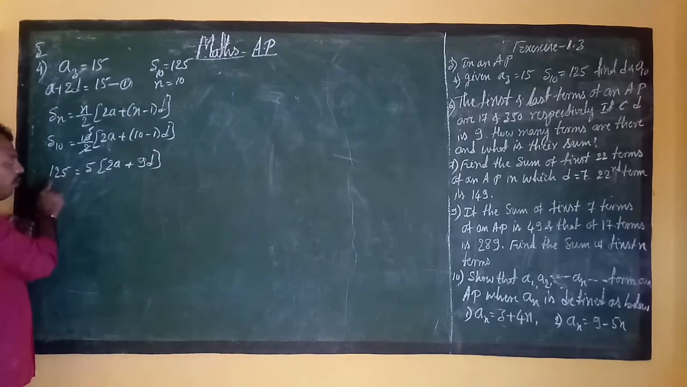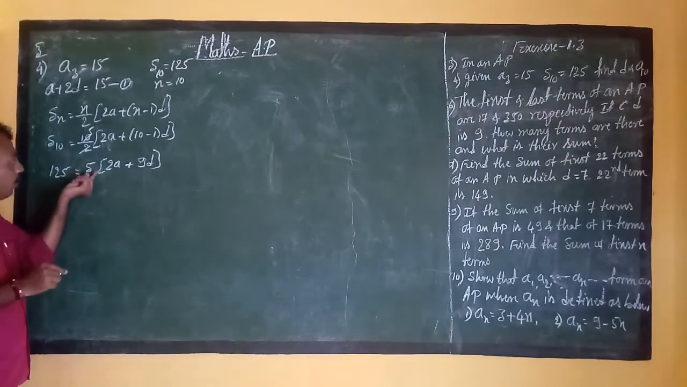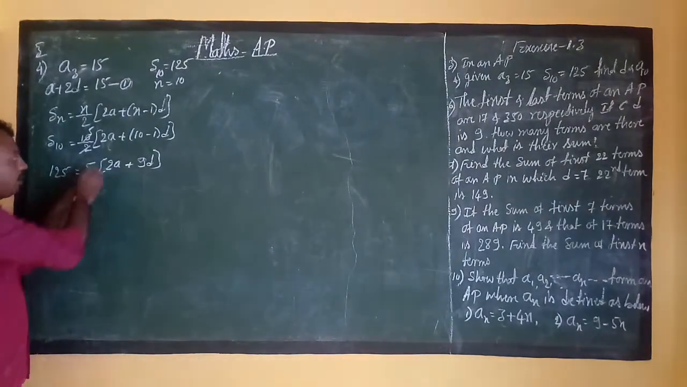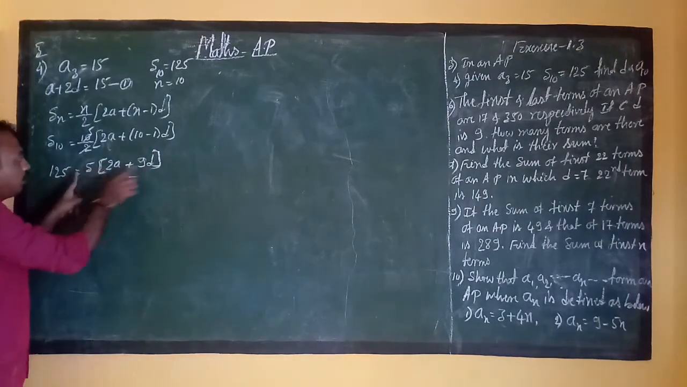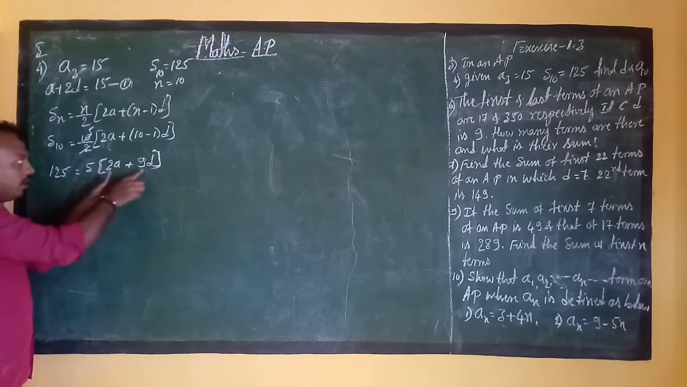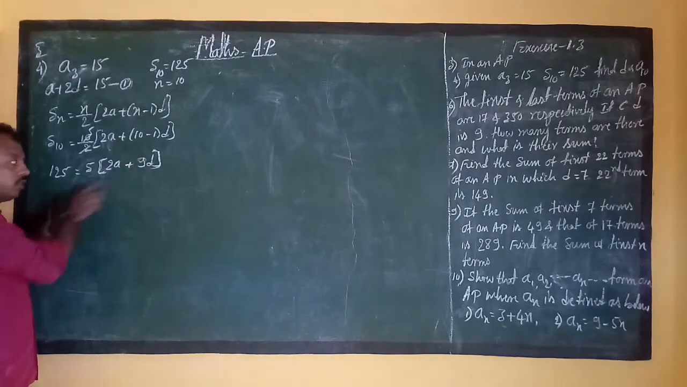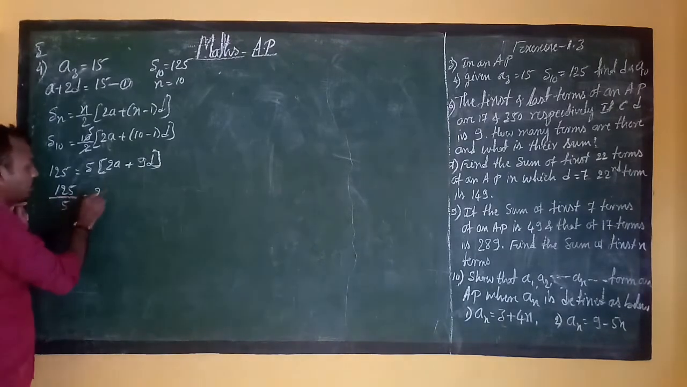In the last video, I sent the 5 across as minus 5. That is wrong. If the 5 comes to the other side, it becomes division, because this is one term and this is also one term, with a multiplication sign in between. If it comes to the LHS side, it also becomes a division. Therefore, 125 divided by 5 is equal to 2a plus 9d.